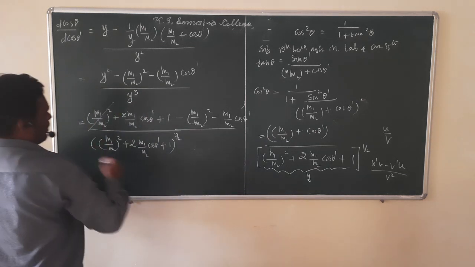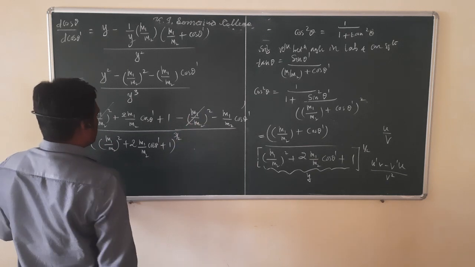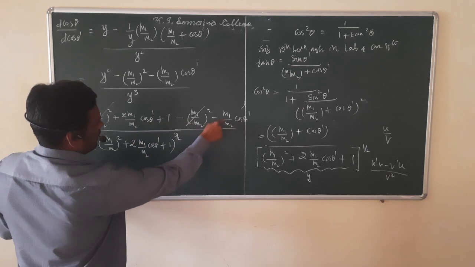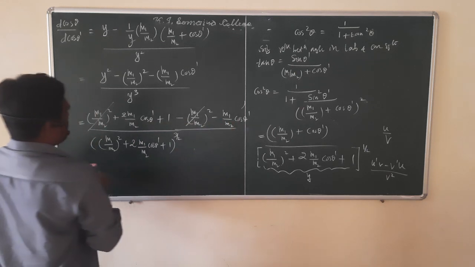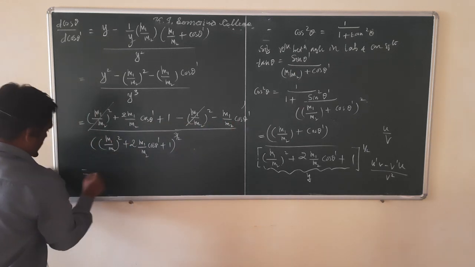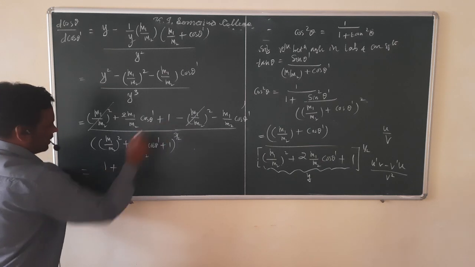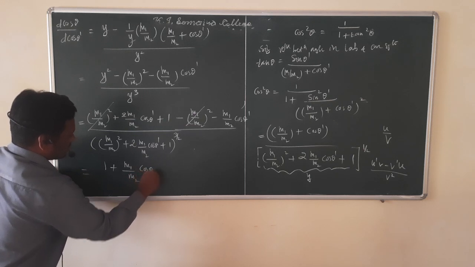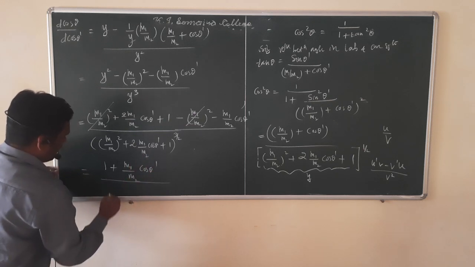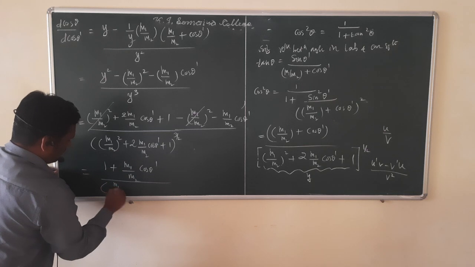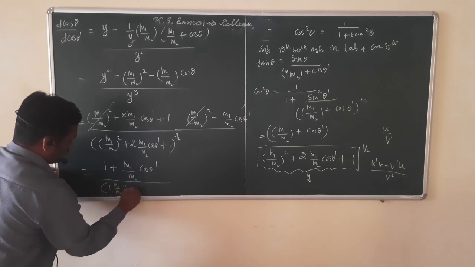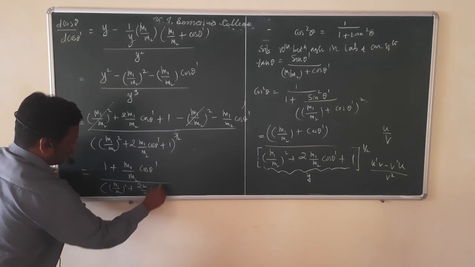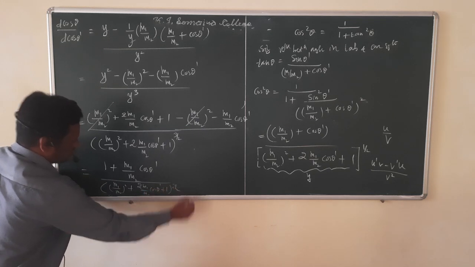This m1 by m2 square term will cancel, and here you will get 2 times m1 by m2 cos theta minus m1 by m2 cos theta, so here you will get only 1 plus m1 by m2 cos theta dash, divided by the term (m1 by m2 square plus 2 times m1 by m2 cos theta dash plus 1) raised to 3 by 2.